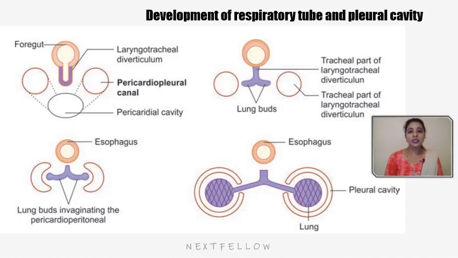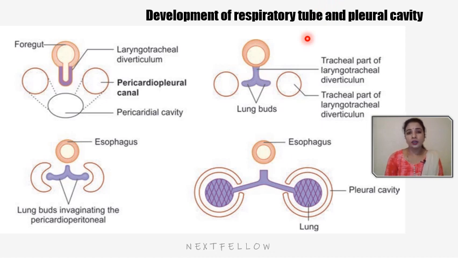Each lung bud invaginates into the pericardio-peritoneal canals. Here is a schematic image for us to understand the pericardio-peritoneal canals on each side. This is the pericardial cavity, and this is the foregut. We can see the laryngotracheal diverticulum. Eventually it becomes bifid here. When this bifid part grows, it invaginates the pericardio-peritoneal canals. This canal later gets reflected to form the pleura and pleural cavity.